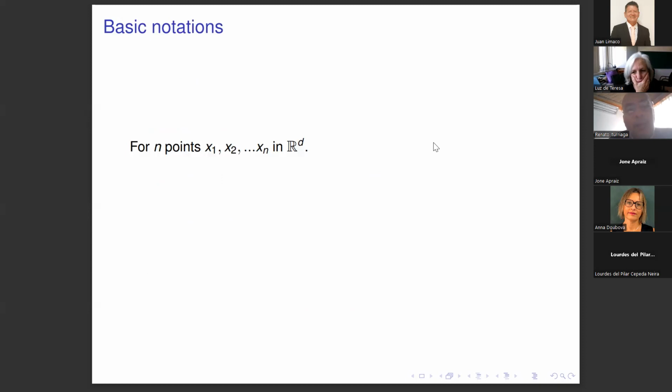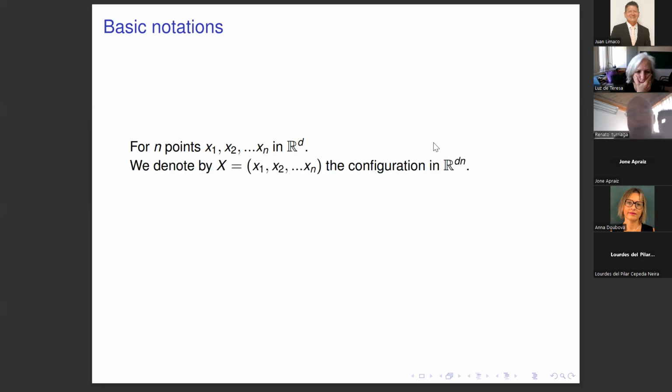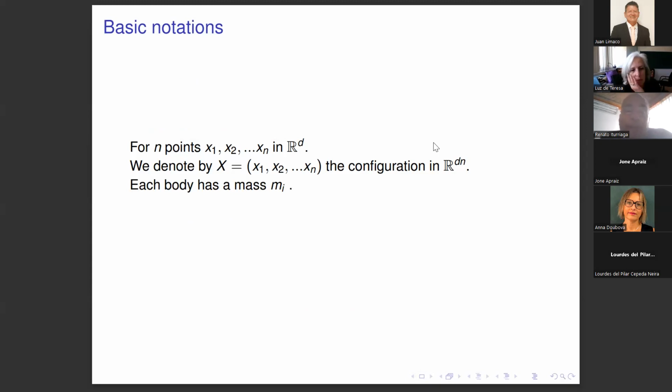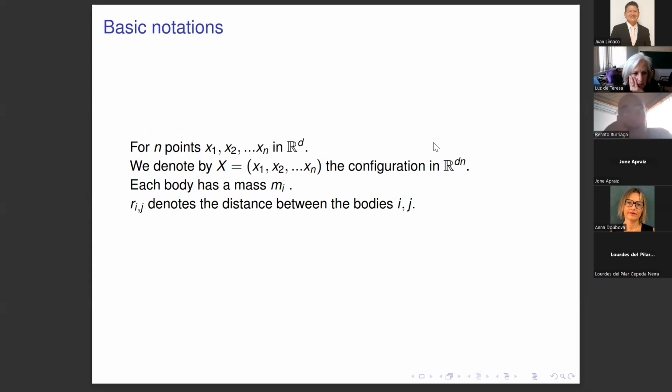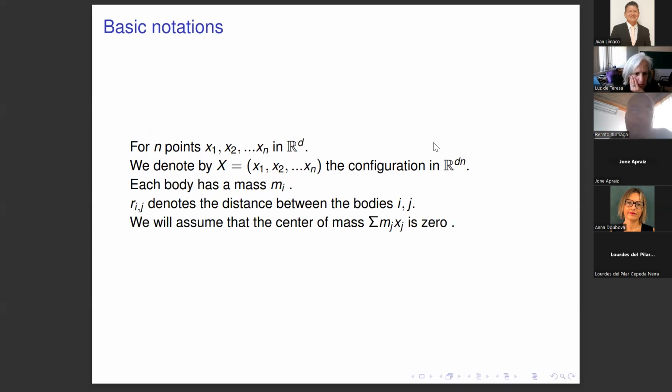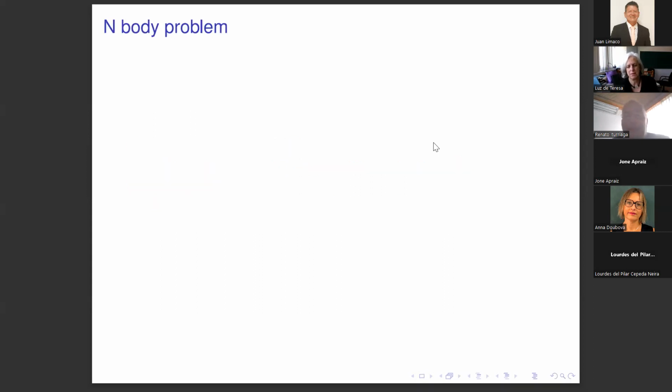So, basic notations: for n points x1, x2, ..., xn in R^d, we will denote by capital X the configuration in R^(dn). We think of each point as a body, and each point has a certain mass mi. And rij will be the distance between the bodies i and j. We will always assume that the center of mass is 0. This is just a common thing.